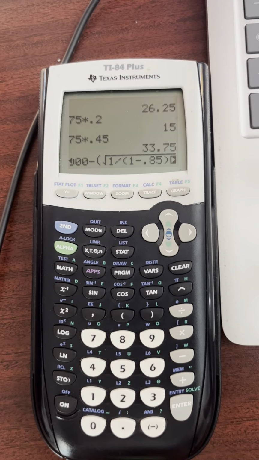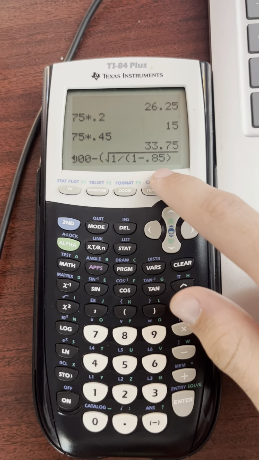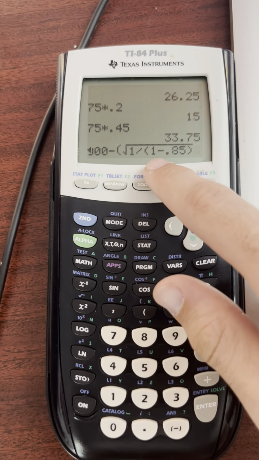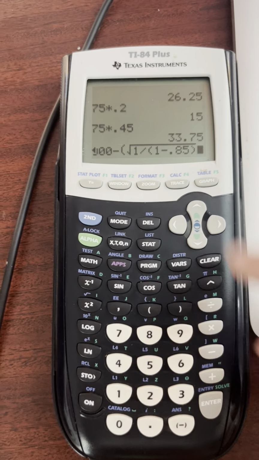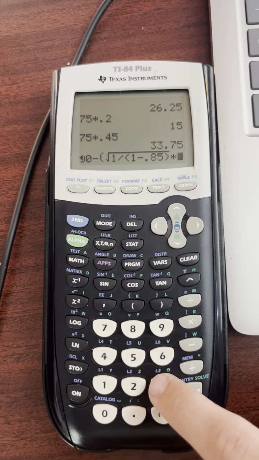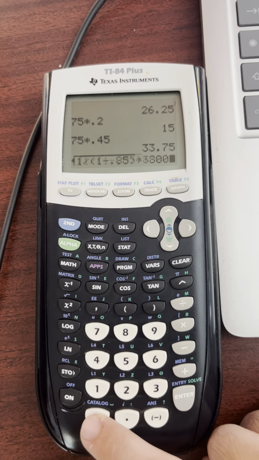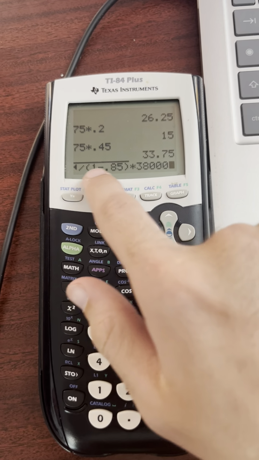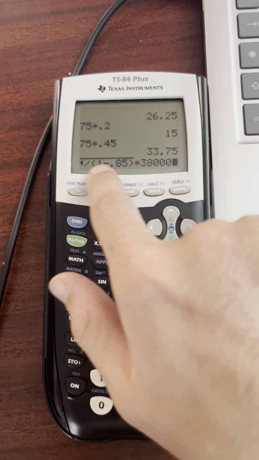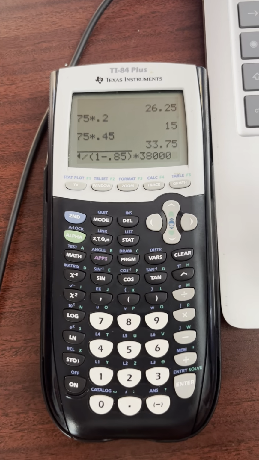But for simplicity, to show you how this works, we're going to say 1 minus 0.85. Then we take the square root. After we take that square root, we multiply it by our standard deviation. That number is going to tell us how many standard deviations away is 85% of the data. This is our standard deviation.